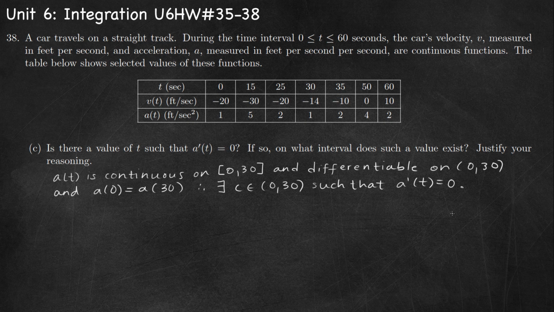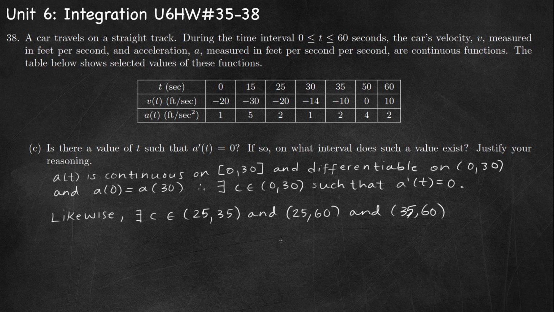Now the same can be said, so I'll say likewise, there exists a c in the interval from 25 to 35, and somewhere between 25 and 60, and somewhere between 35 and 60. So you could have chosen any one of those four intervals and argued that, yes, there has to be a place where a prime of t is 0 by Rolle's theorem. And let me just write down the name of the theorem that I used. Okay.